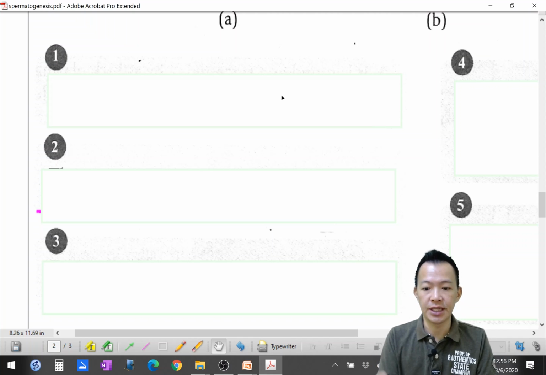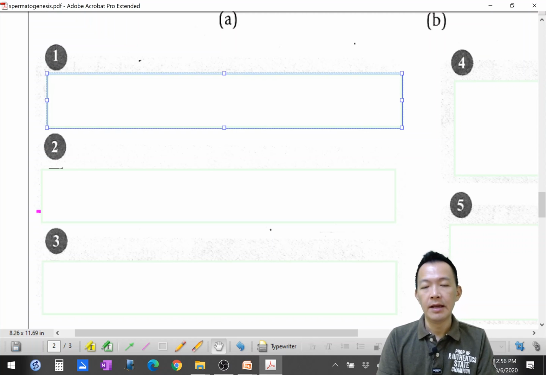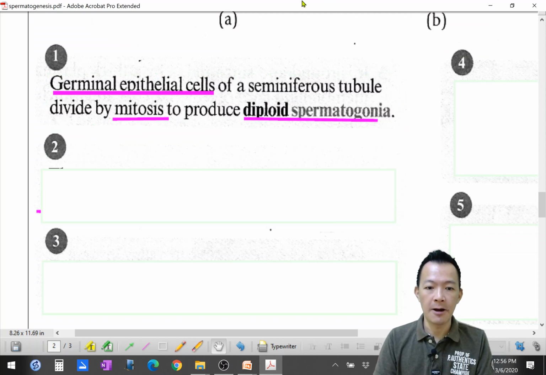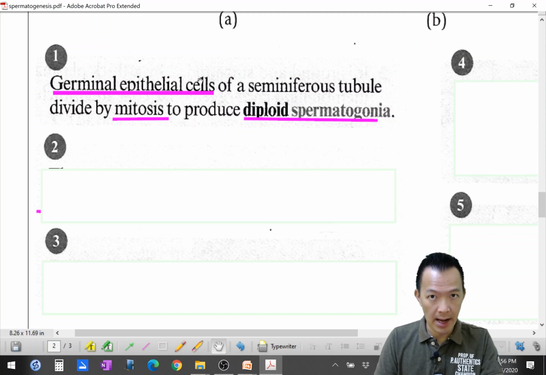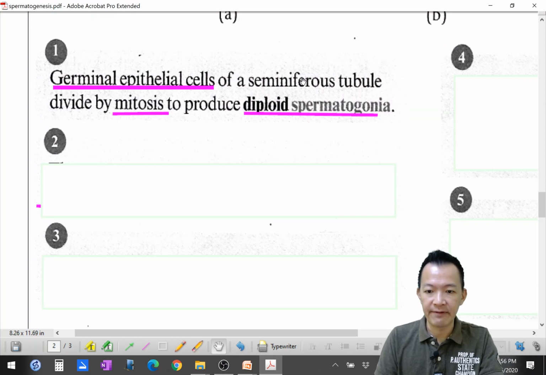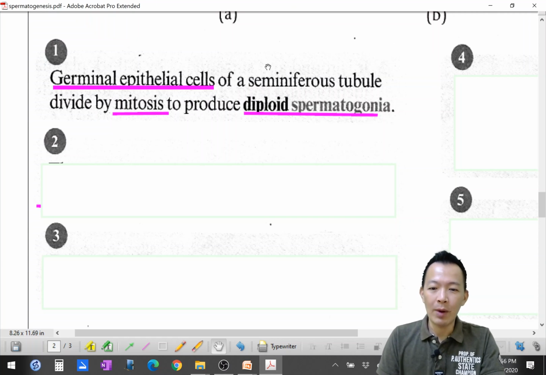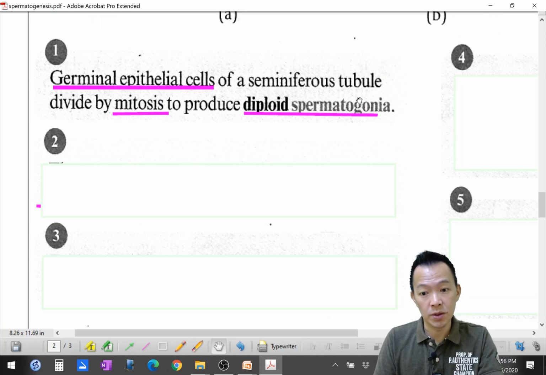If I haven't finished speaking and you've already predicted it, then you're following. So production of the sperm actually takes place inside the seminiferous tubule, on the cell called the germinal epithelial cell. The germinal epithelial cells of the seminiferous tubules divide by mitosis to produce diploid spermatogonia. But what happens to these diploid spermatogonia?